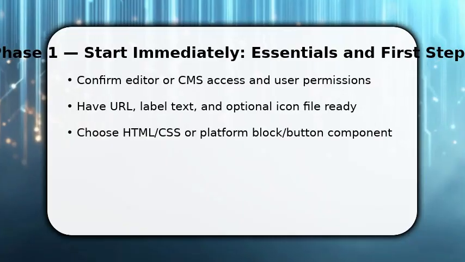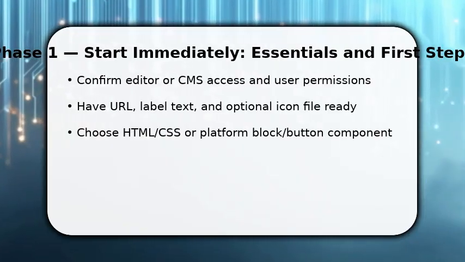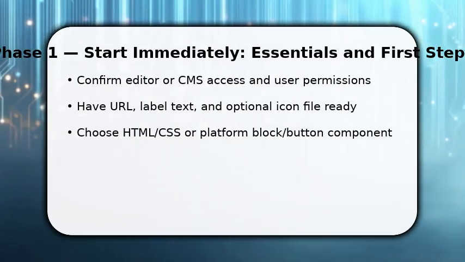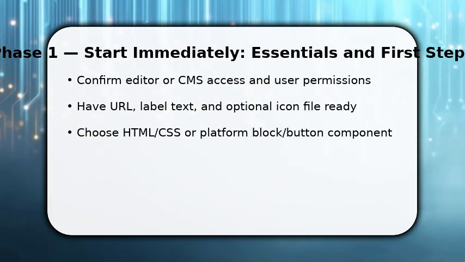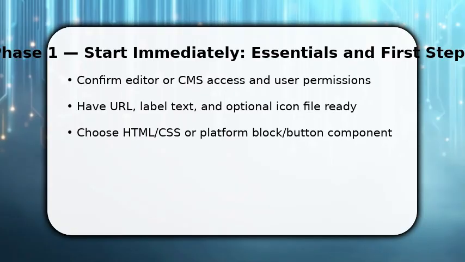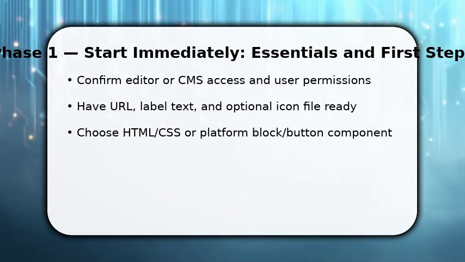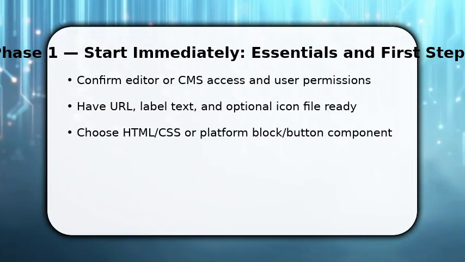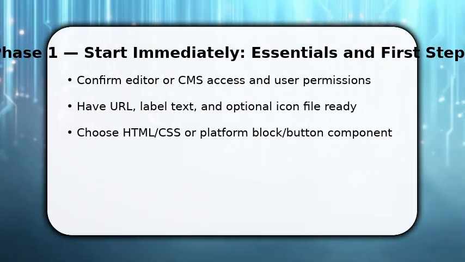Enjoy the video. You begin by verifying access and gathering essentials: URL, label, and any icon. Open your editor or CMS and create a new button element now. This avoids backtracking later. Use a descriptive label so users know the destination, and decide if the link should open in a new tab. For external sites, prefer a new tab.